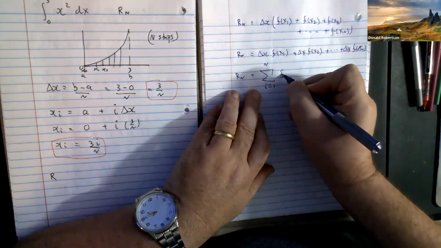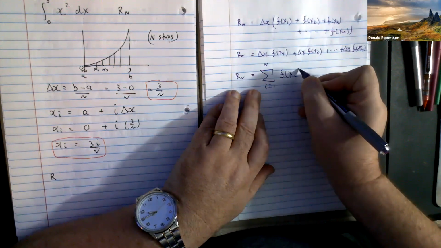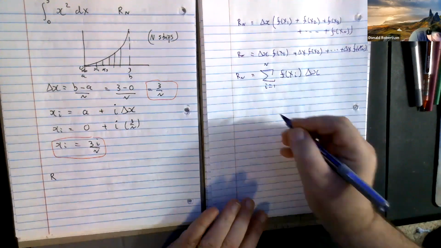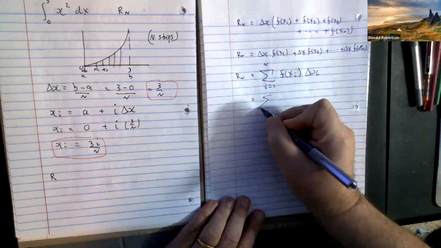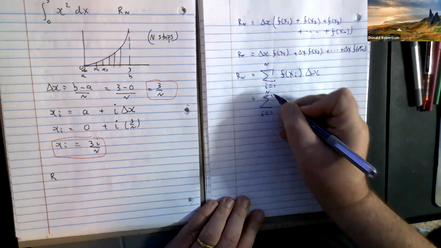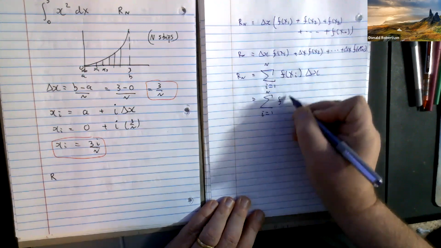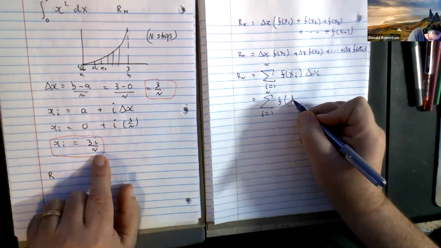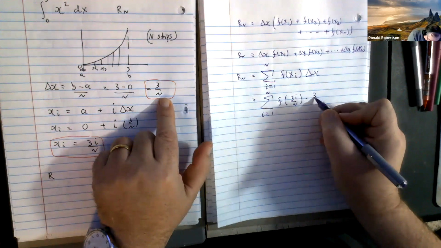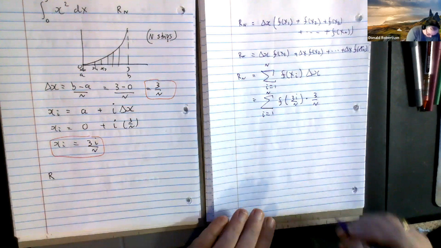I'm just going to switch the order a little bit. Put the f of xi first, then delta x. And then I'm going to slowly but surely change each of the pieces. Instead of xi, it's going to be 3i over n. Instead of delta x, it's going to be 3 over n.